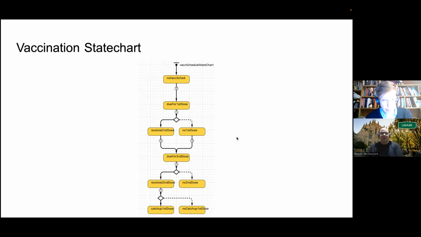A further state chart represents a person's adherence to the vaccination schedule. So when a person is young, too young to be vaccinated, they have no scheduled vaccines, they will become due for a first dose and either receive it or not, due for a second dose, receive it or not. If they receive the second dose but miss the first, they may get a catch-up.